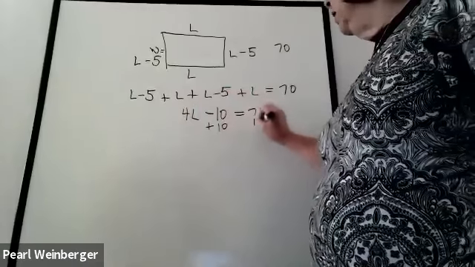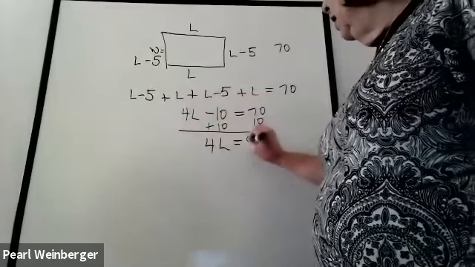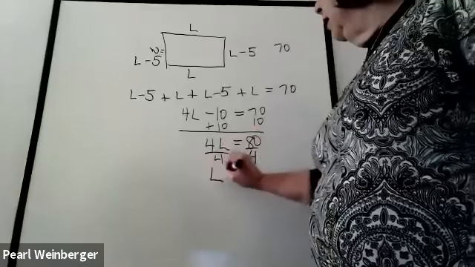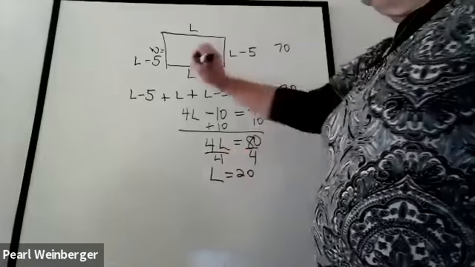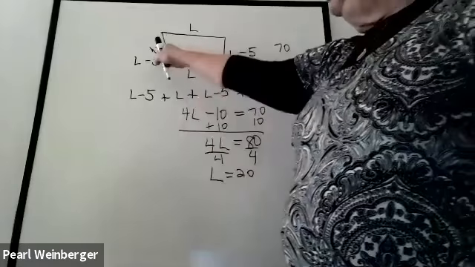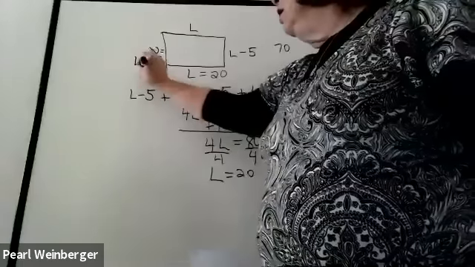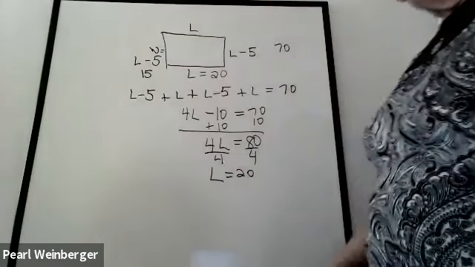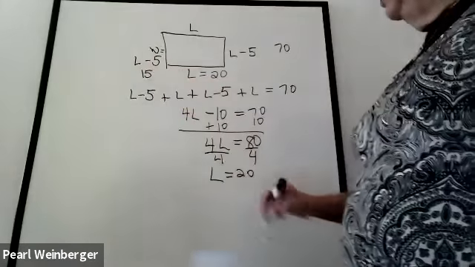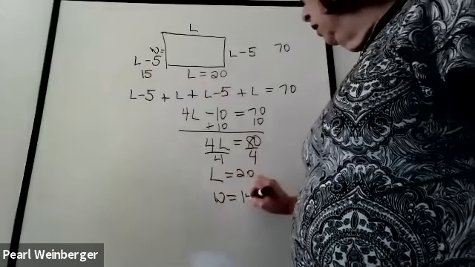Adding 10 to both sides, we get 4L equals 80. Divide by 4, and we get L equals 20. The length of this rectangle is 20. Now remember, the width is L minus 5. In other words, it's 20 minus 5, or 15. We figure this out by doing 20 minus 5. And now I know that the length is 20 and the width is 15.